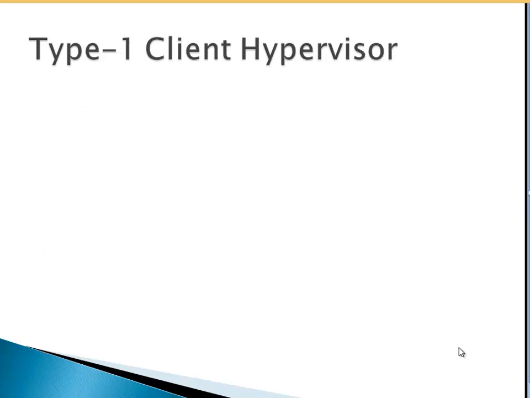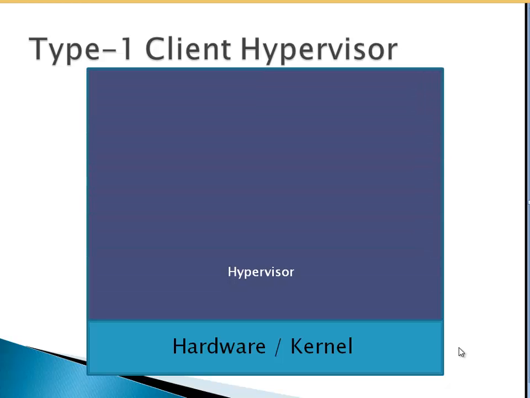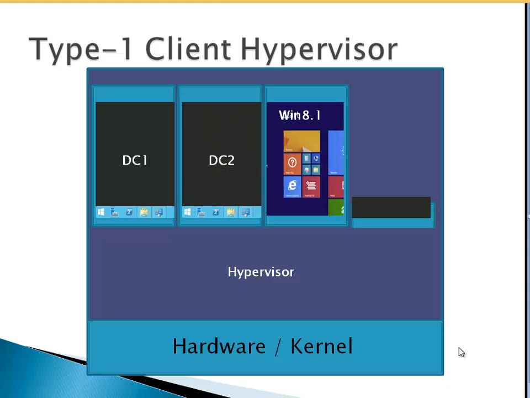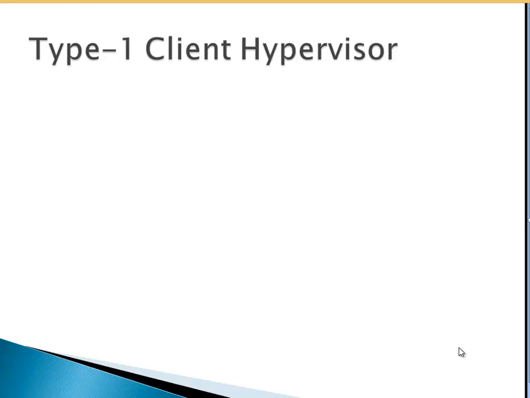Type 1 Client Hypervisor: on the hardware we don't install the operating system, we install the hypervisor straight on it, so we get rid of the operating system, and then on the hypervisor we install our virtual machines like we had before. Now if those virtual machines want to access any hardware, they don't need to go through the operating system, they just access it through the hypervisor.